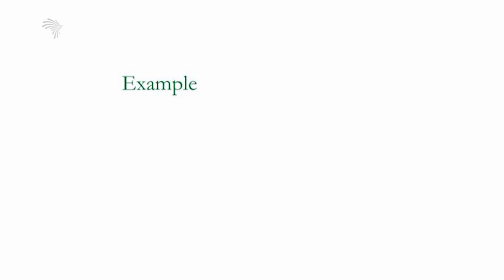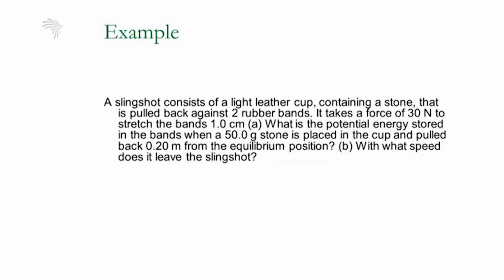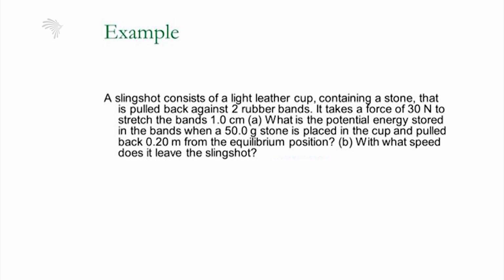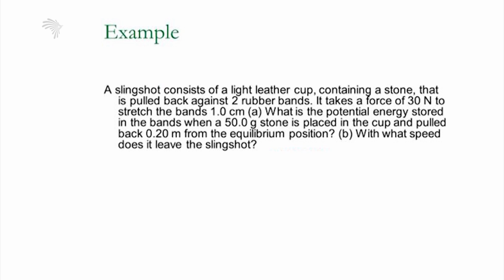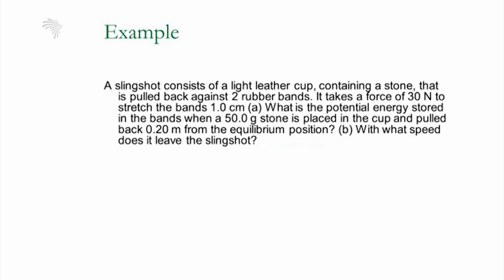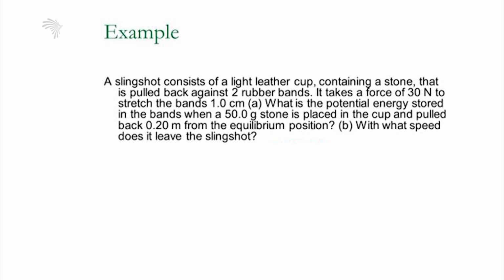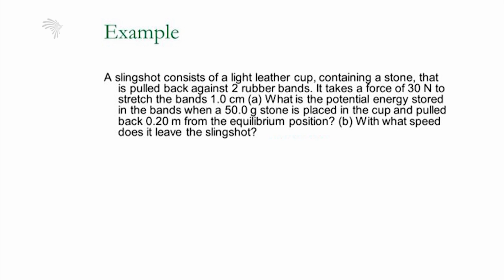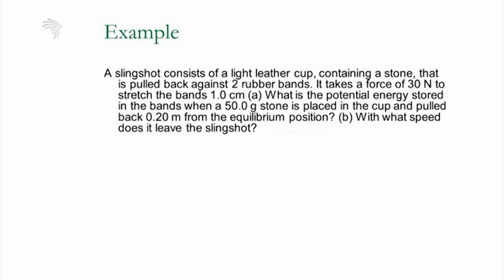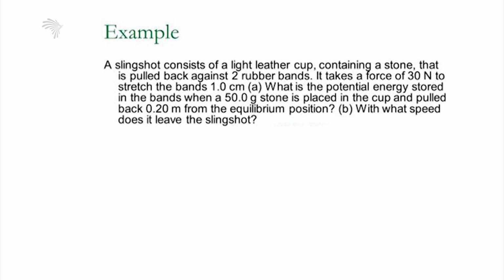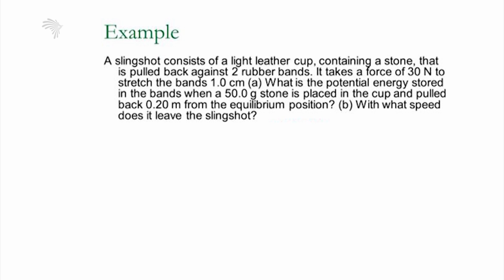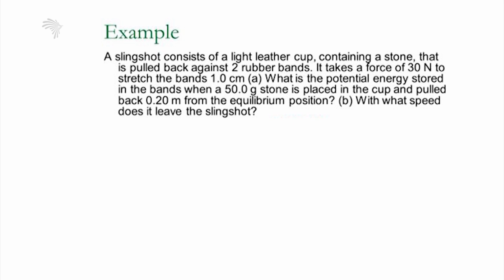Let us see our final example for today's discussion. A slingshot consists of a light leather cap containing a stone that is pulled back against two rubber bands. It takes a force of 30 Newton to stretch the bands 1 centimeter. Question 1 says, what is the potential energy stored in the bands when a 50-gram stone is placed in the cap and pulled back 0.2 meter from the equilibrium position? And the second question is, with what speed does it leave the slingshot?